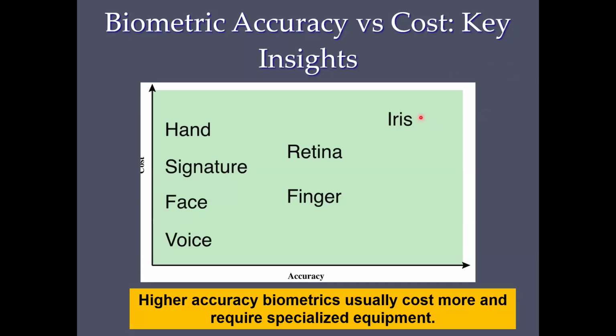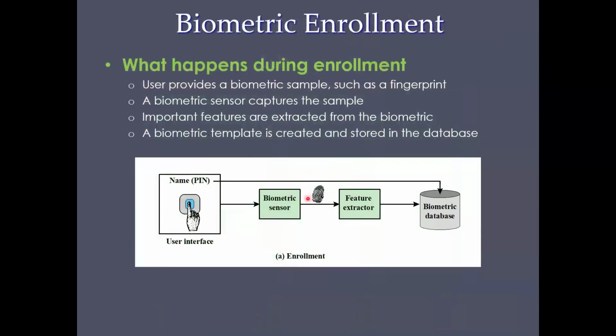So these are the top three: iris, retina, and finger. Actually, retina and finger have a similar cost to signature and face, but have a higher accuracy. So just keep in mind that when we have higher accuracy, it's going to cost more for the specialized equipment.